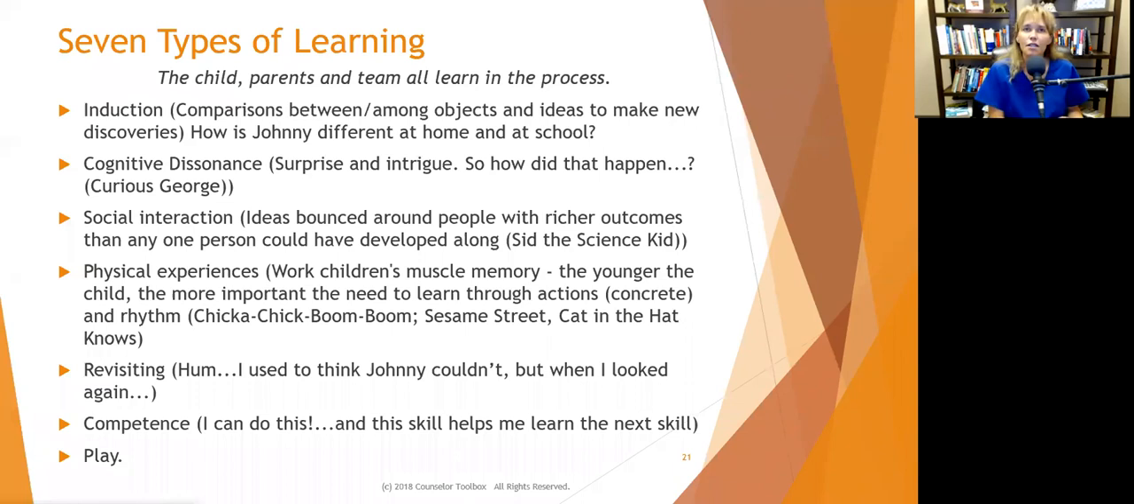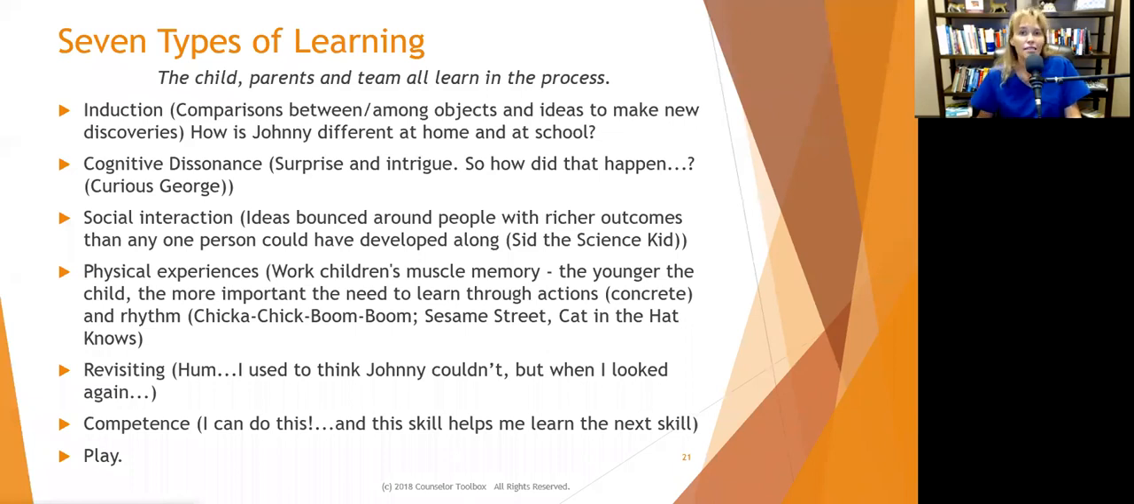Revisiting, think back. I used to think that Johnny couldn't catch a ball, but when I looked again, I realized that it wasn't that he couldn't catch the ball because of his gross motor skills. It was because his vision was too bad, and once we got him glasses, he was fine. So we want to revisit problems and maybe see if we can come up with different explanations. Competence: I can do this, and this skill helps me learn the next skill. So when children put on their socks, give them kudos for that. Then when they learn how to put on their shoes, kudos for that. And then move up to tying laces.